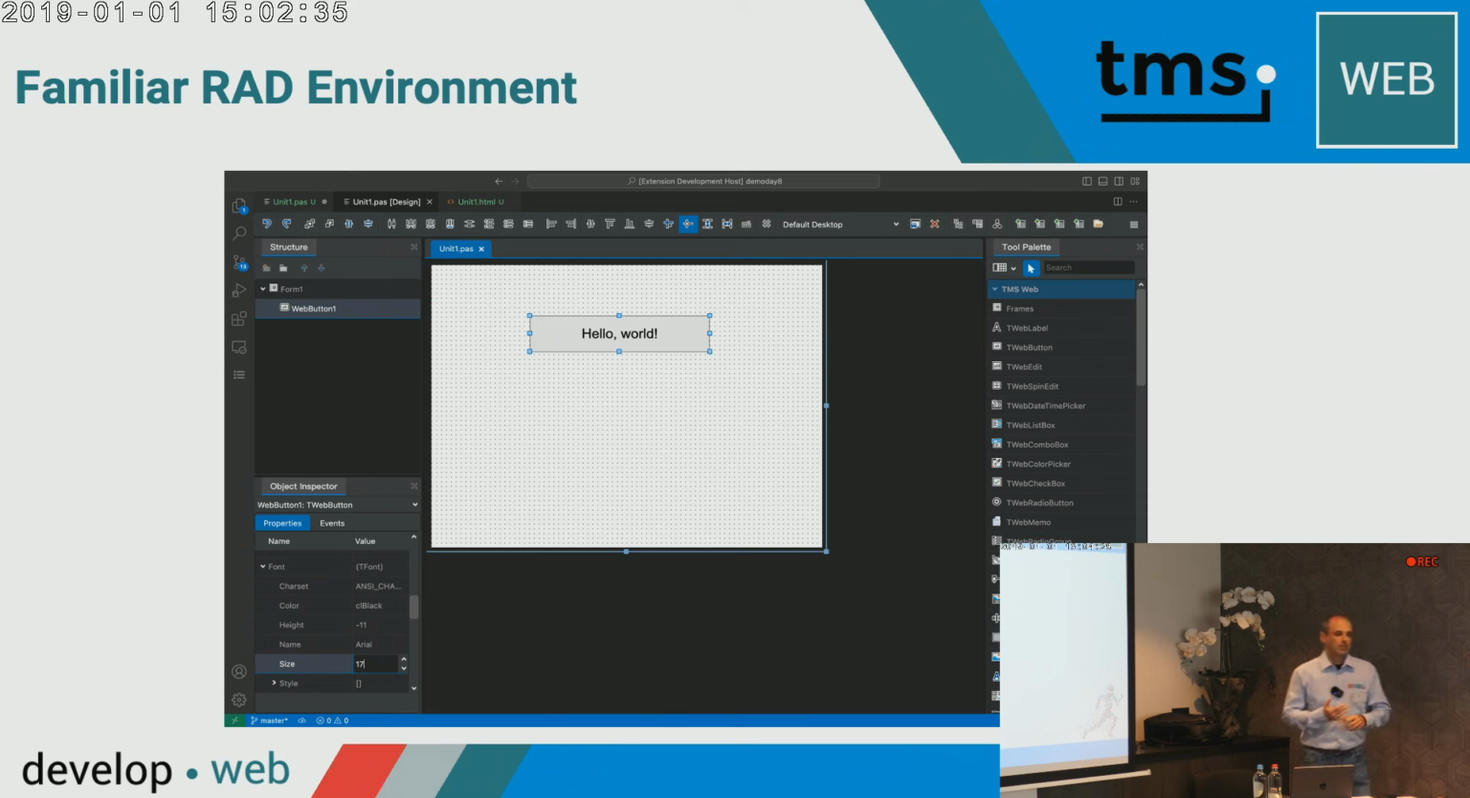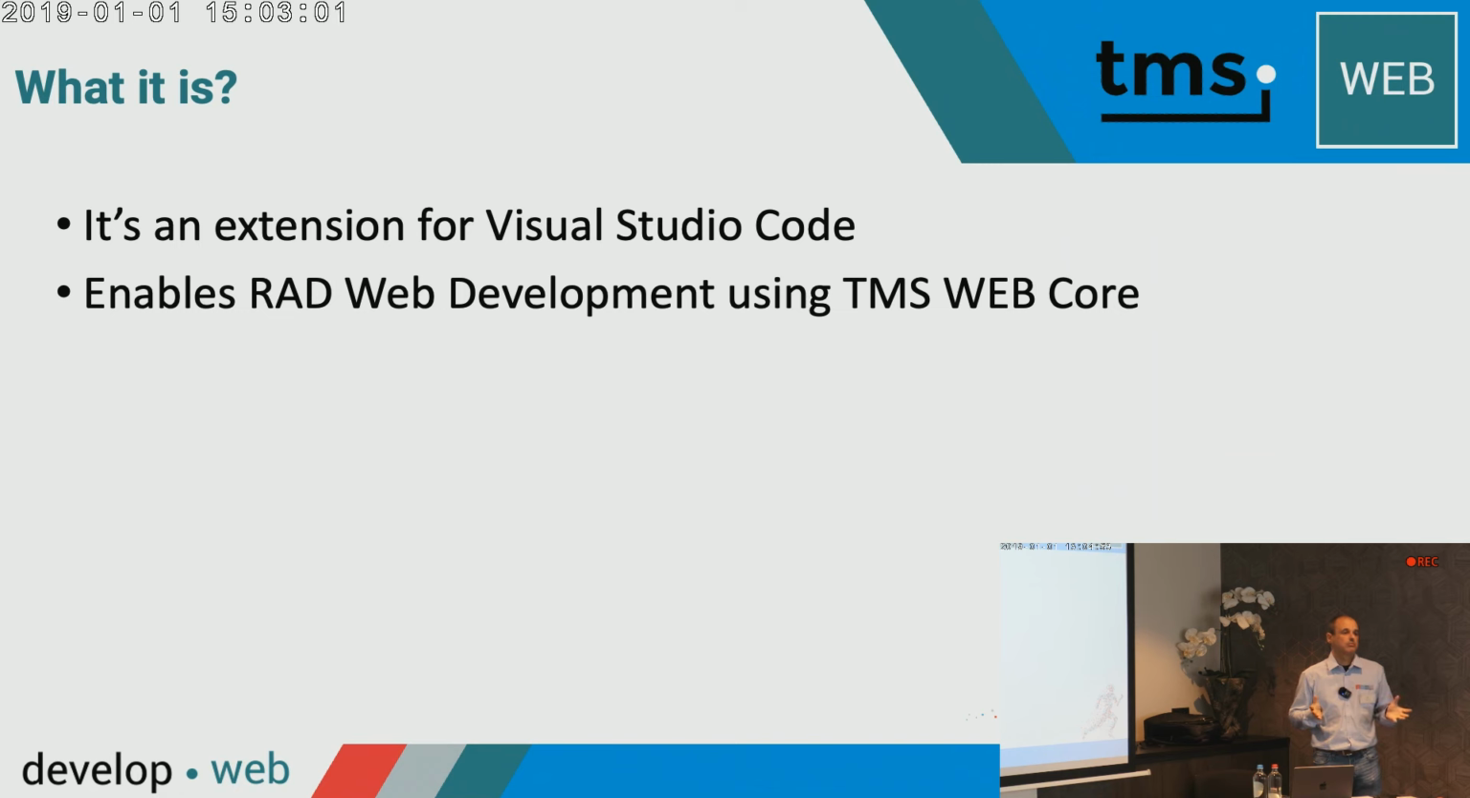Why did we do it? Hey, you already have RAD Studio. You have TMS WEB Core inside RAD Studio. So why spend all that time and money and investment into a different product? Well, the first thing is that Visual Studio Code is cross-platform. This is very important because, for example, this is a Mac, and if you are used to working in a different environment, Visual Studio Code can run almost anywhere.